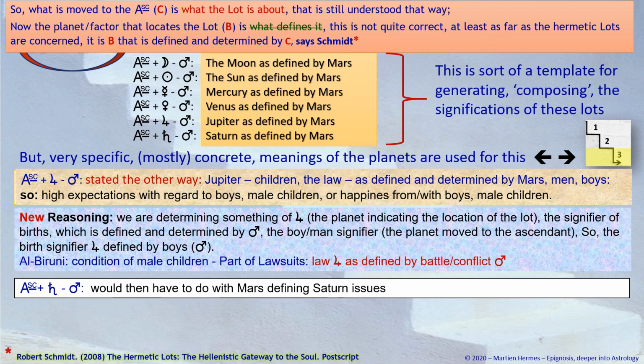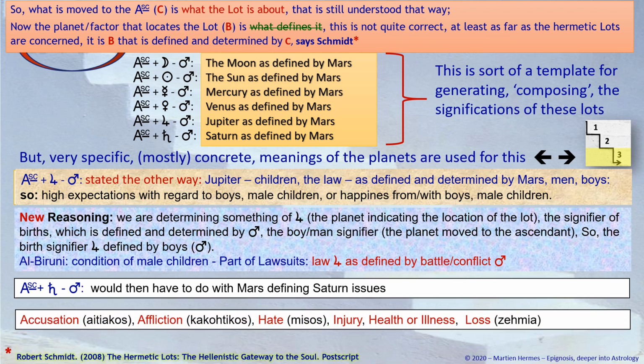Now, if you look at the ascendant plus Saturn minus Mars, then it would have to do with Mars defining Saturn issues, which is pretty obvious when you see the significations of this lot. Accusation. Mars, of course, is the one defining Saturn in this case, so you get accusations because that's what Mars does. Mars is on the attack. Afflictions, hate, injury, health, illness, that's indeed the same principle of Saturn being defined by Mars.